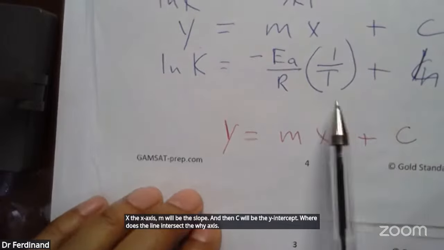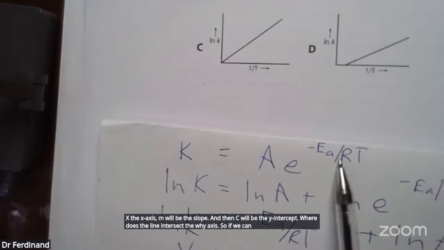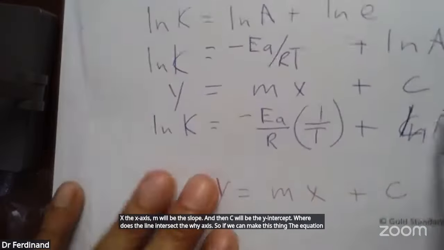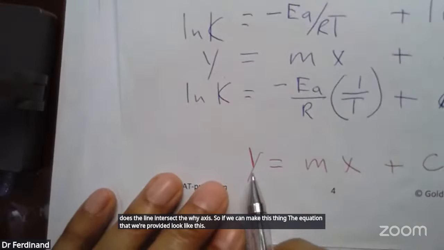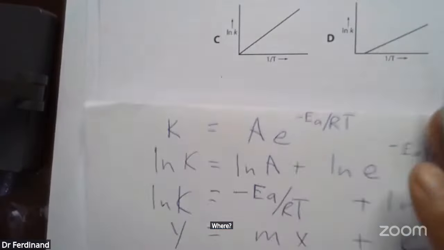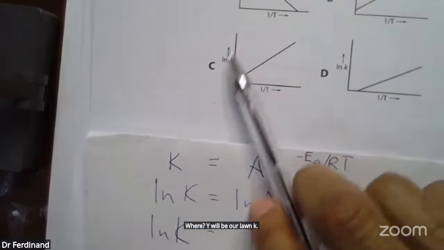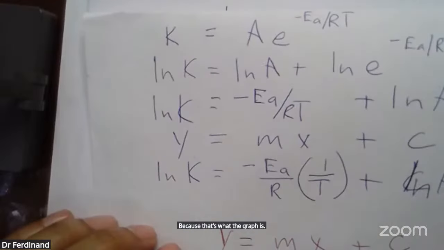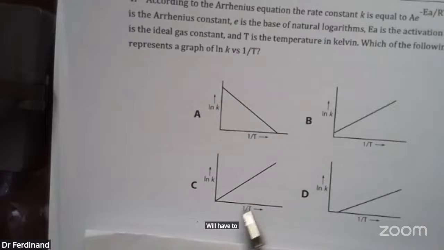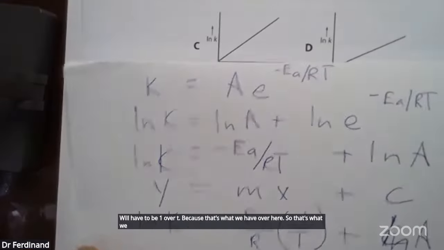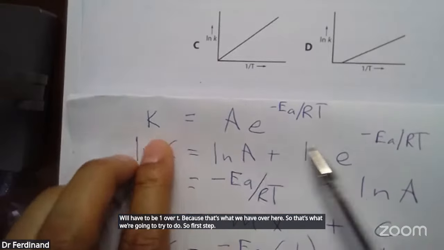So if we can make the equation that we're provided look like this, where y will be our ln K, because that's what the graph is, and then x will have to be 1 over T, because that's what we have over here. So that's what we're going to try to do. So first step, we have this equation set out.